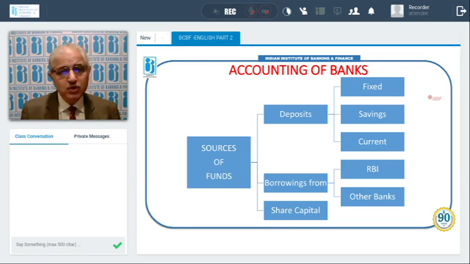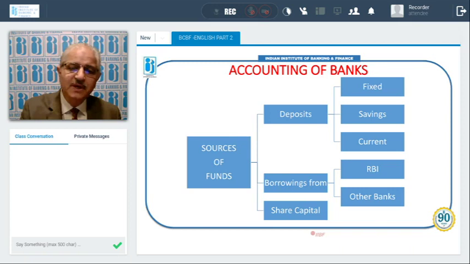Then banks can also borrow from Reserve Bank of India. They can also borrow from other banks. In fact, they can also issue debentures or bonds and get money from the public. So borrowings. Then their share capital, the money which they have invested. All these are examples of sources of funds in banks.